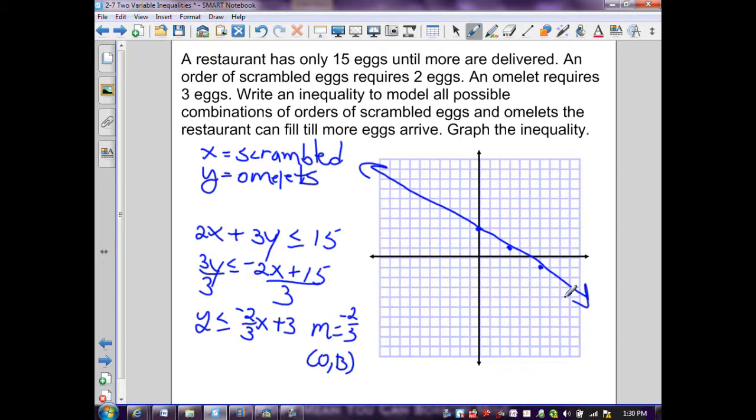And I need to shade. From our last directions, I need to have values where y is less than this line. So that would represent all values here, including all points on the line.